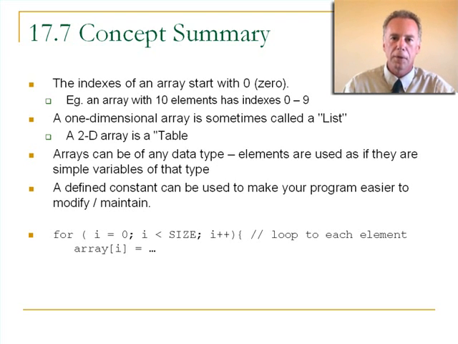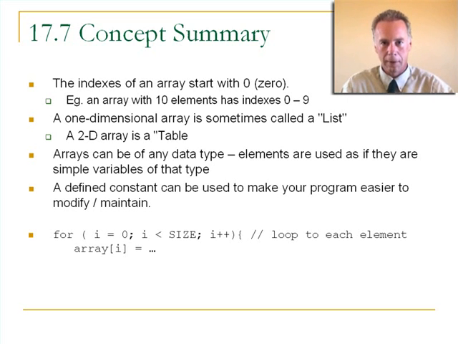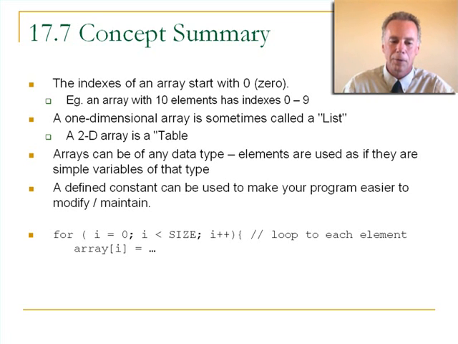And here's the concept summary for your segment on arrays. The first one is that the first index into an array in C is always 0. So if we have an array of 10 elements, the indices into that array have to be 0 through 9. And there's a lot of time lost in going 1 through 10 for an array that has 10 elements. So watch out for that. A one-dimensional array is sometimes called a list, and a two-dimensional array is sometimes called a table. It's to help you visualize these things.